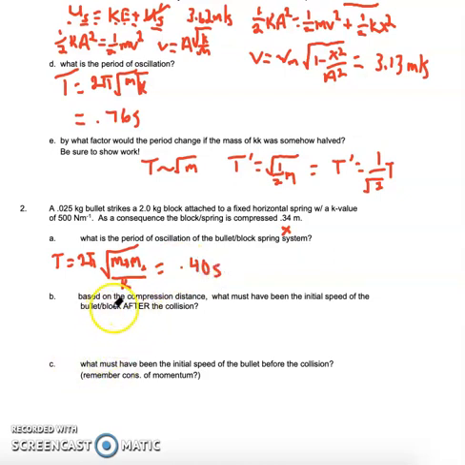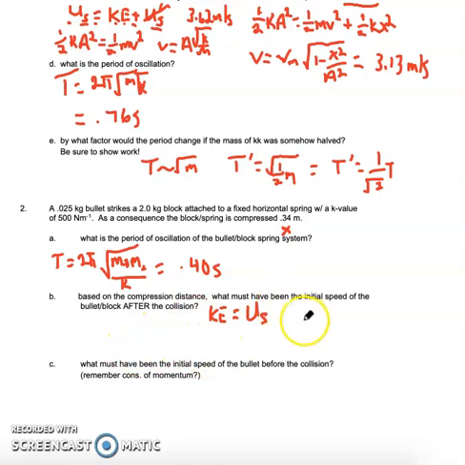Now, based on the compression distance, that bullet came in with a certain amount of kinetic energy, it compressed the spring, and what was the initial speed? So the idea is this is conservation of energy after the collision. We have the KE of the bullet slash block going into, because it compresses the spring, elastic potential. So it's the reverse of the problem from above.